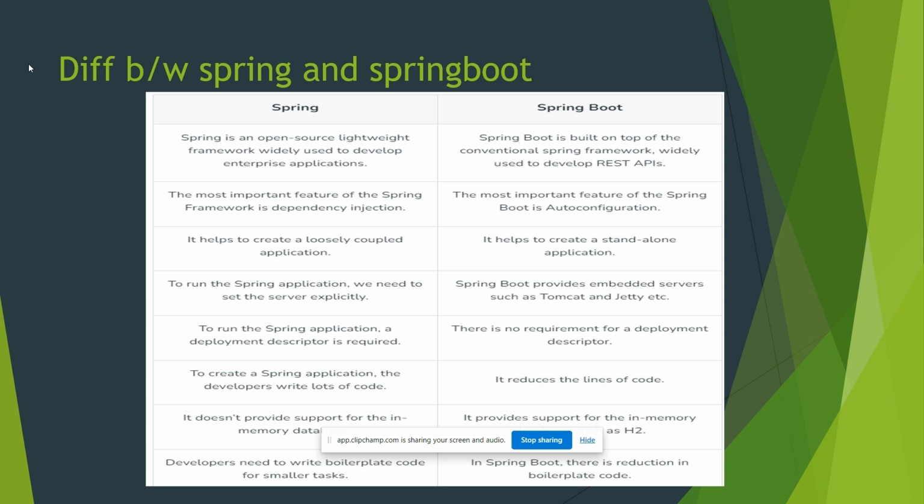In the Spring framework, it doesn't have any server implicitly; we have to inject the server externally, whereas Spring Boot is completely inbuilt with one server called Tomcat. So in Spring Boot, we have an embedded server. By default a server will be there, and also by default an H2 database is there in Spring Boot, but in Spring there is no database support.